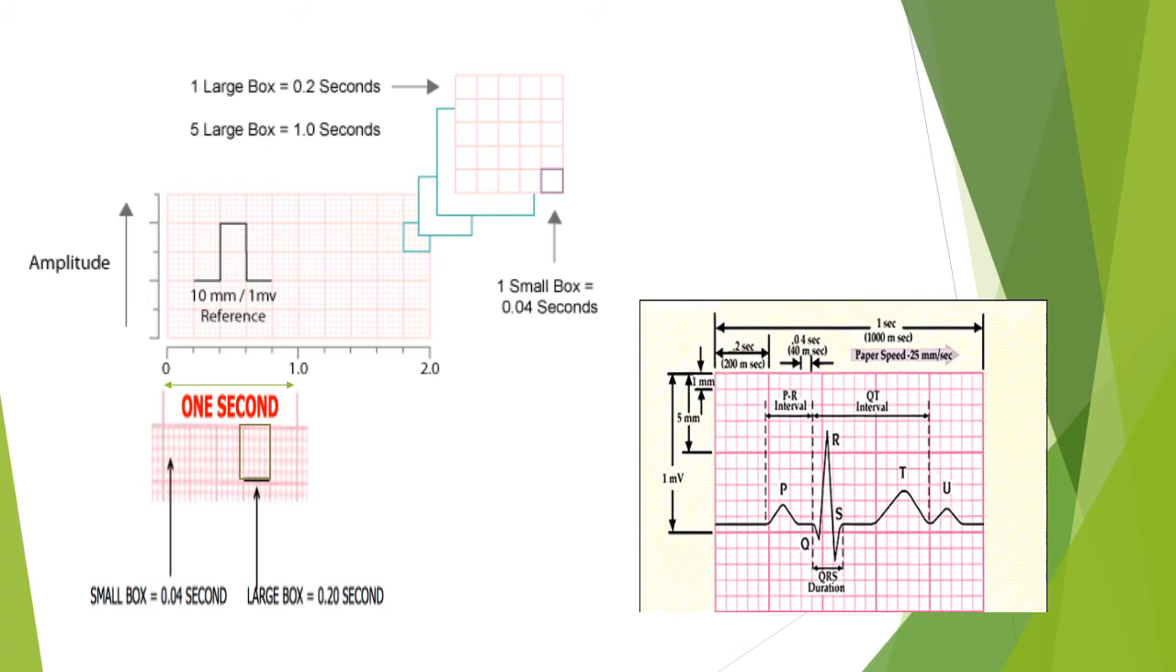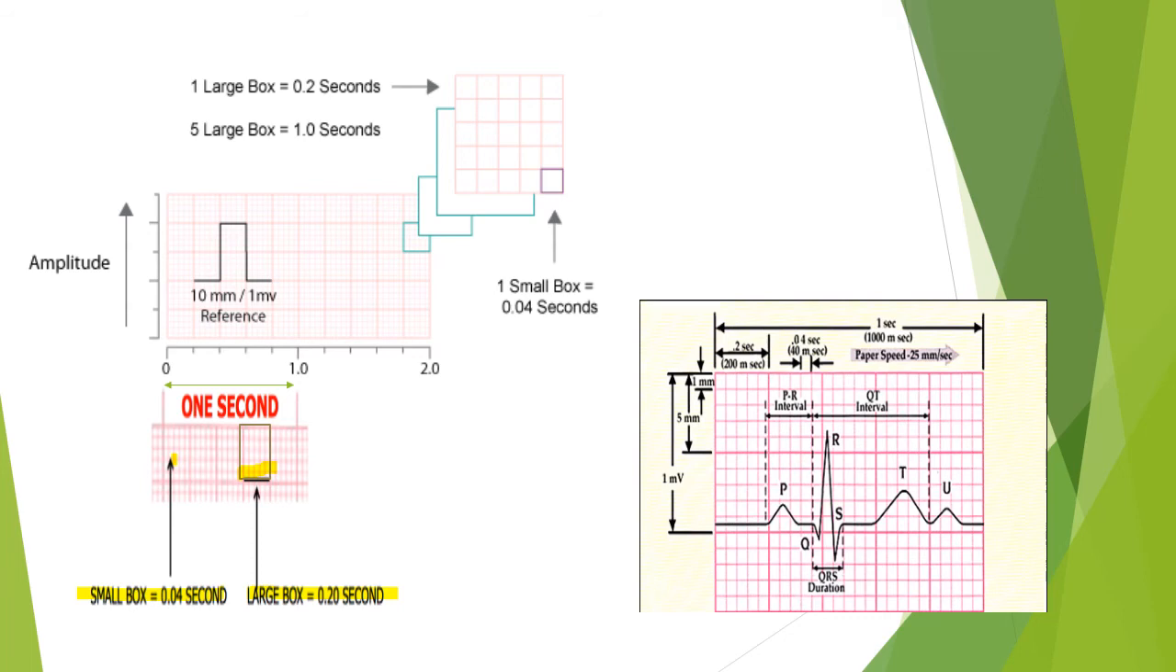You will not use a ruler to measure the distance. You will just count the boxes horizontally. Each large box, as you see, is 200 milliseconds, and each minute box is 40 milliseconds. Each large box is 5 millimeters wide, and each minute box is 1 millimeter wide.